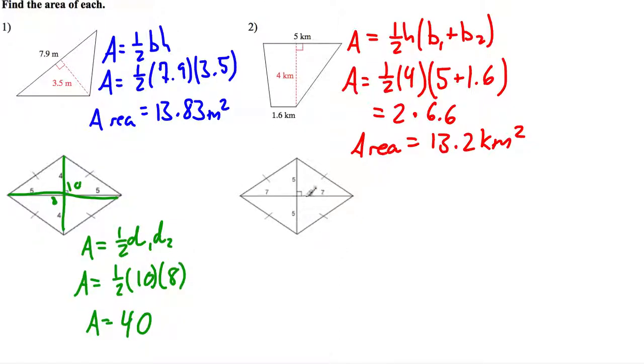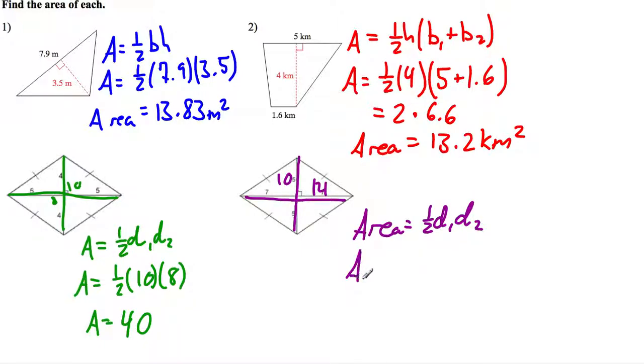And then finally, we have this. So this diagonal there is 14, and this diagonal there is 10. So we get that the area is equal to 1/2 of diagonal 1 times diagonal 2. So the area is equal to 1/2 of diagonal 1, which is 14, times 10. So that's going to be half of 140, or 70.